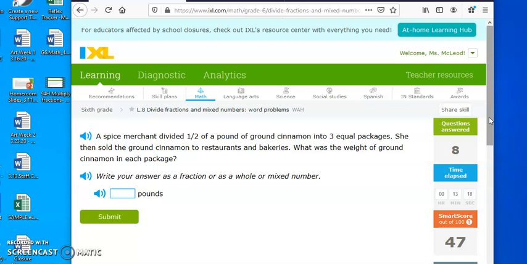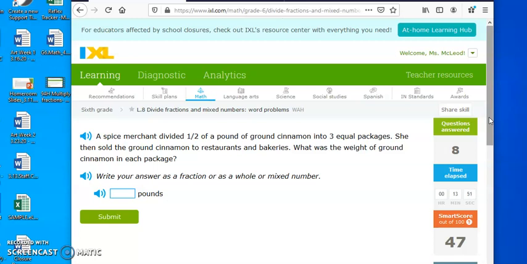So we're going to pull out the numbers because we know we have to solve those numbers to find the weight of cinnamon in each package. So I'm going to write down on my paper 1/2, 1 over 2, which represents a pound of ground cinnamon. And then I'm going to write 3, which represents 3 equal packages. This is a division problem. The 3 has to be turned into a fraction. In order to turn that 3 into a fraction, we simply place 3 over 1. Whenever we have a whole number, we place it over 1.